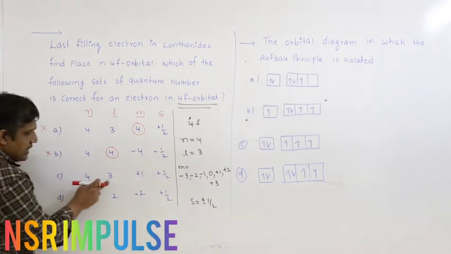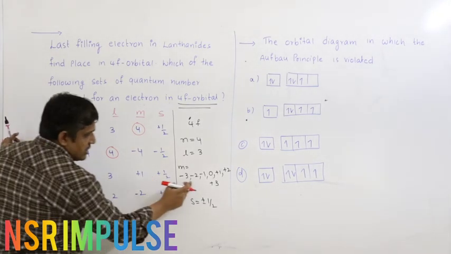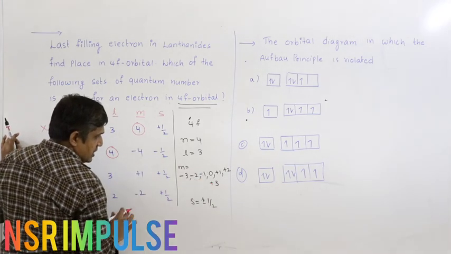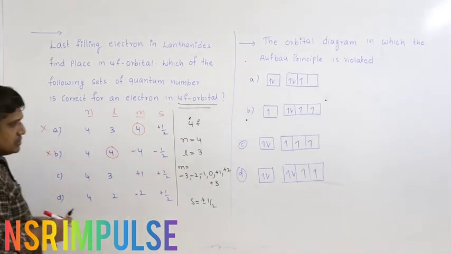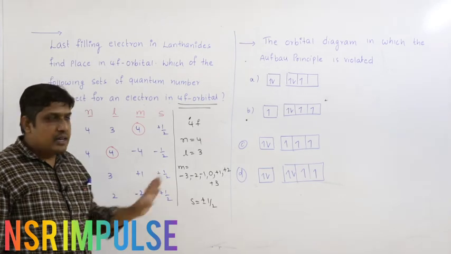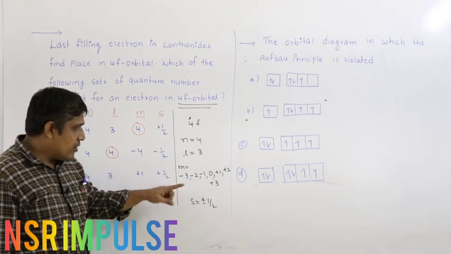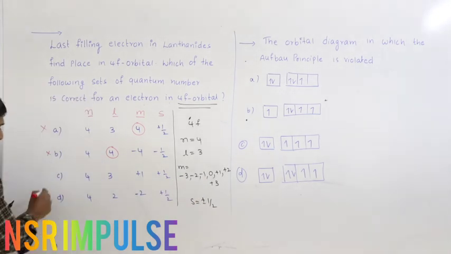N is 4, L is 3. So this is correct. M can be any value from -3 to +3 including 0. So we have +1, no problem with that. S can be plus or minus half. So this can be the answer. Since we don't know the electron, we cannot fix the m value here. It can be one of the 4f electrons. So m can have any value from -3 to +3 including 0. So this can be the answer.